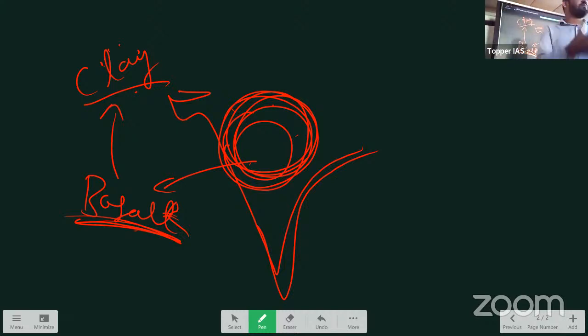Okay, it retains more moisture. It can withhold more water. So whenever rainfall happens here, it retains a lot of moisture. When this water evaporates, it will develop cracks.